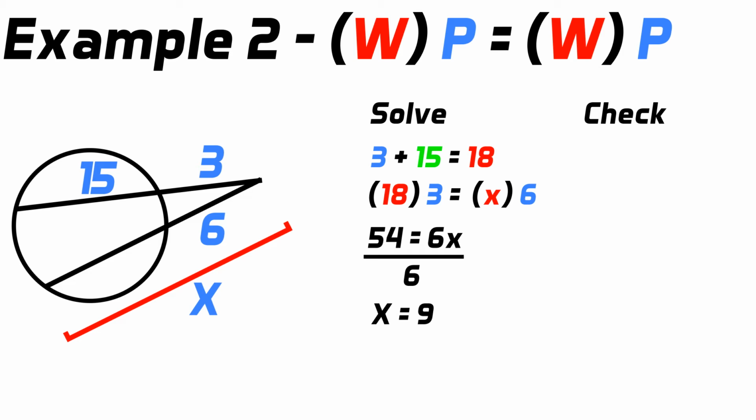Again, if you want to do a quick check, substitute the x in the variable place. So 6 times 9 equals 3 times 18. You should get 54 on both sides.